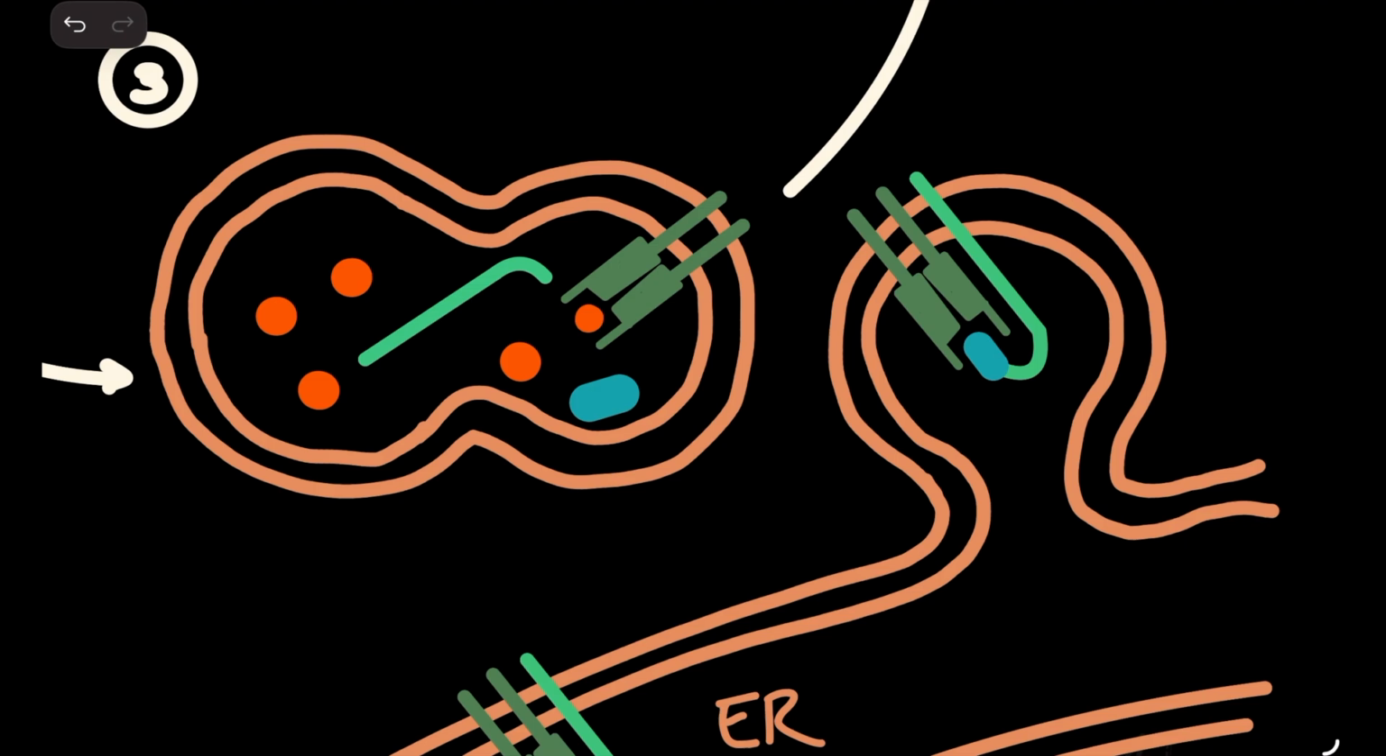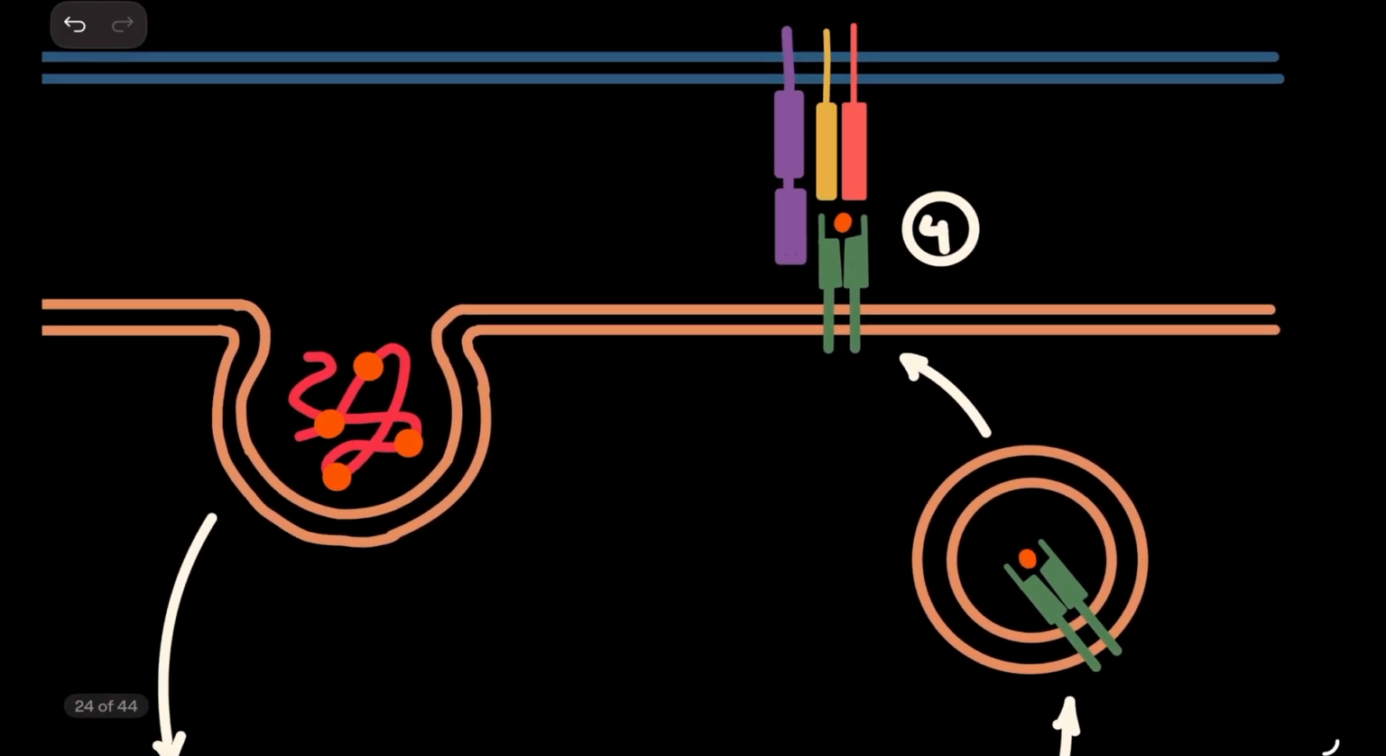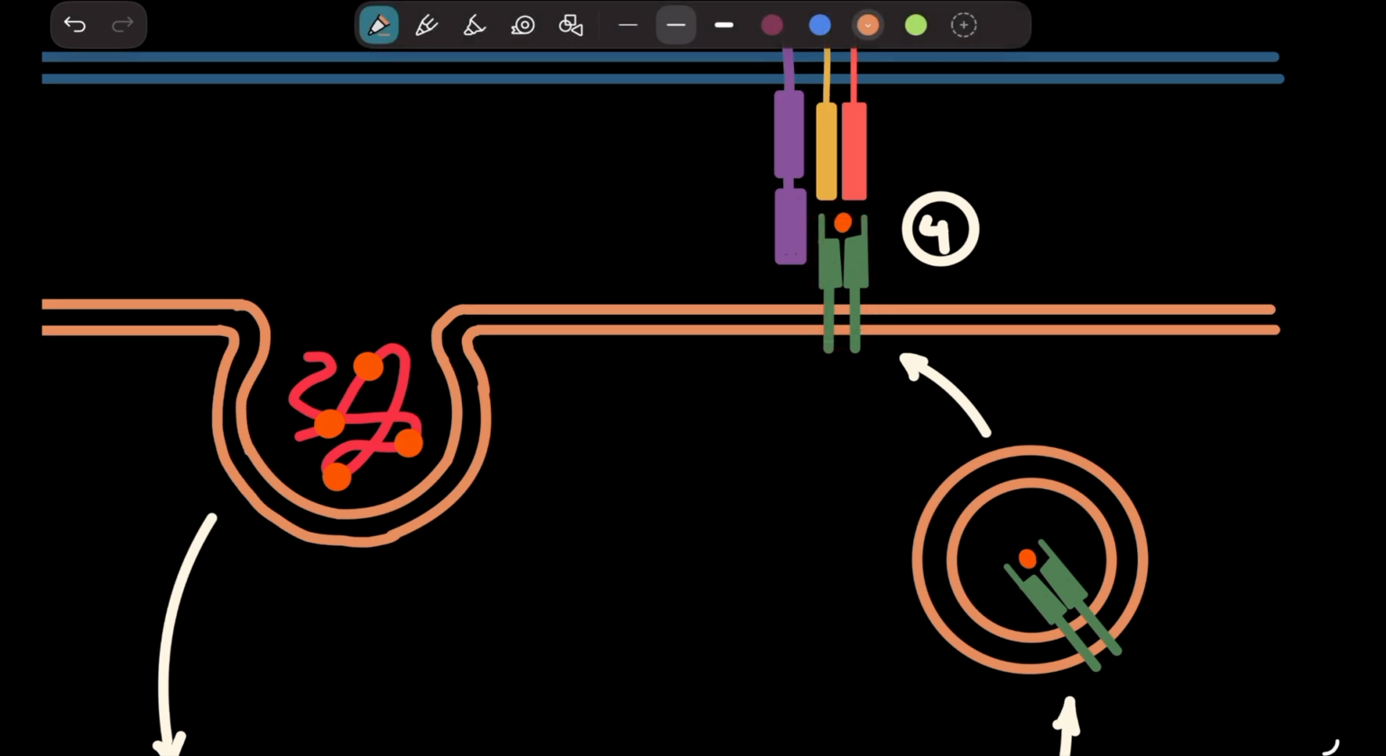Okay? So then the invariant chain gets broken down into CLIP and this little chain here. And then CLIP gets replaced with the antigen peptide. All right? After that, we load that MHC, that now loaded MHC2 travels in its own vesicle all the way up to the cellular membrane, where it is then met with a T cell receptor and a CD4 receptor, in this case because we are MHC2.